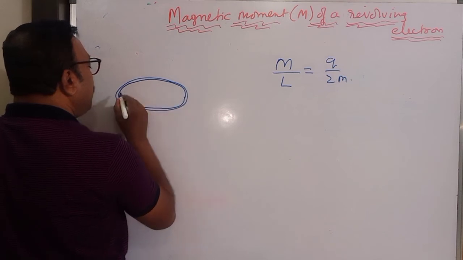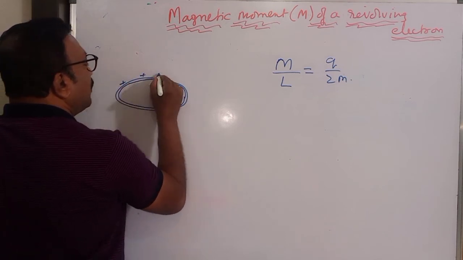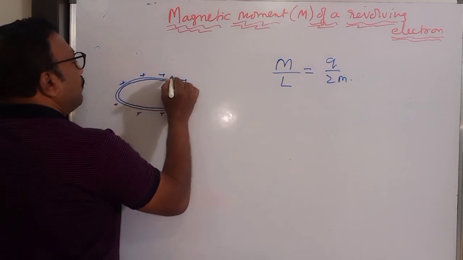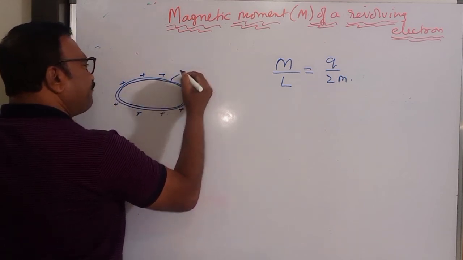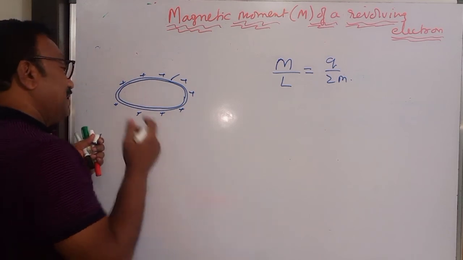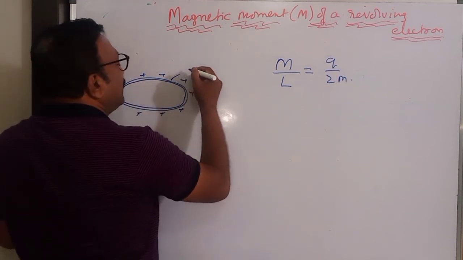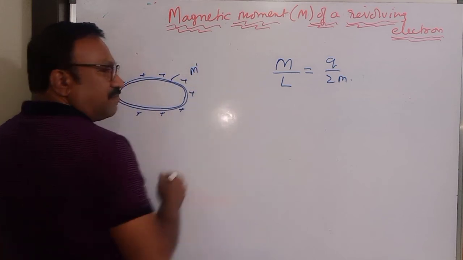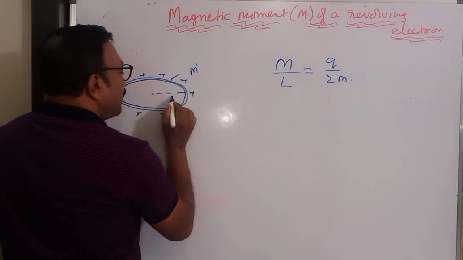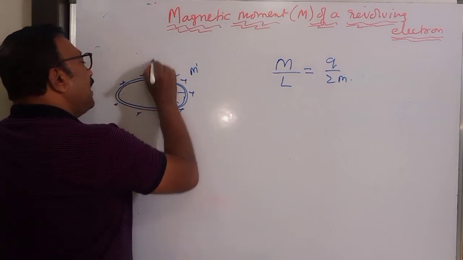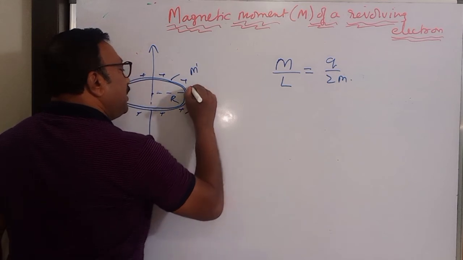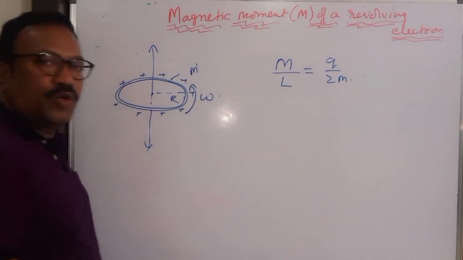This is a ring. A charge Q is given on the ring. The mass of the ring is, there are so many m here, okay, I'll take m dash. No confusion: m dash is the mass of the ring. R is the radius of the ring. Now this is the axis of rotation. The ring is being rotated with an angular velocity omega.